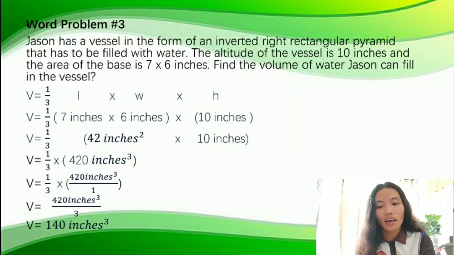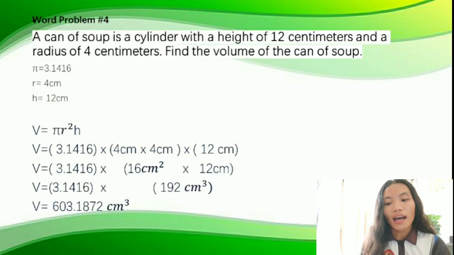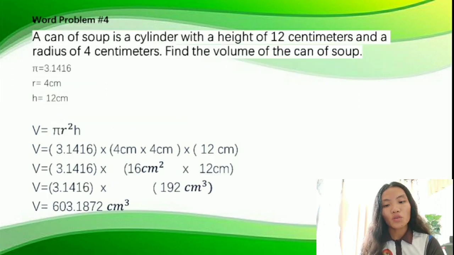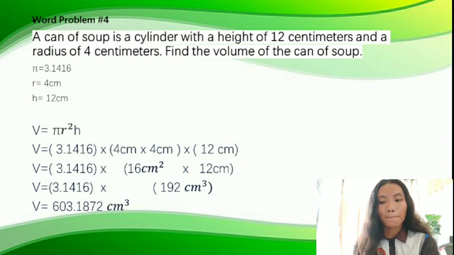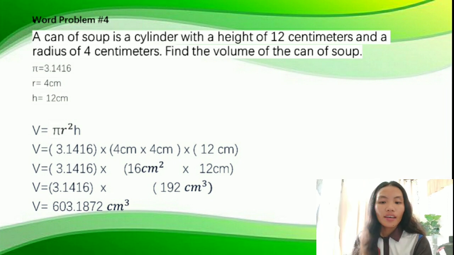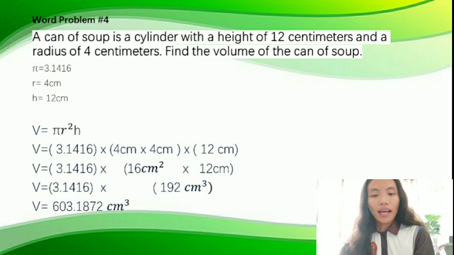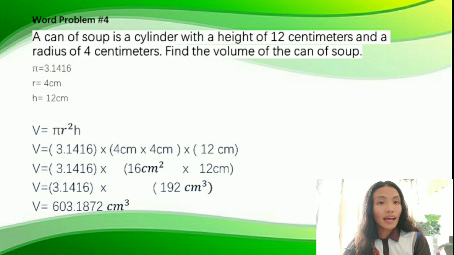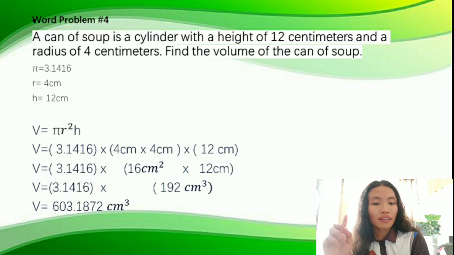And for word problem number 4, a can of soup is a cylinder with a height of 12 centimeters and a radius of 4 centimeters. Find the volume of the can of soup. So, the formula for a cylinder is pi, radius, and height. So, we need to find the pi, the radius, and the height. The value of pi is an exact value. The exact value of pi is 3.1416. Again, the value of pi is 3.1416.